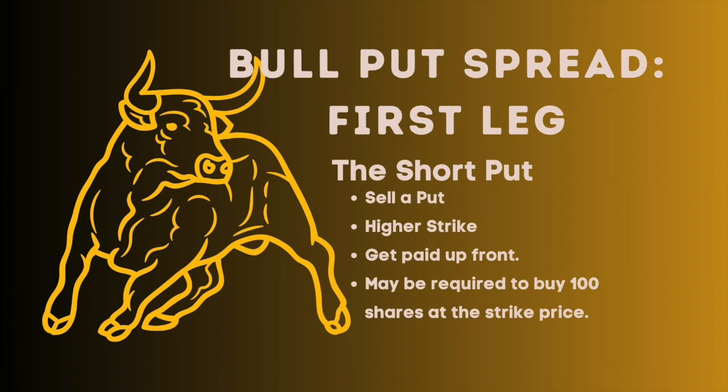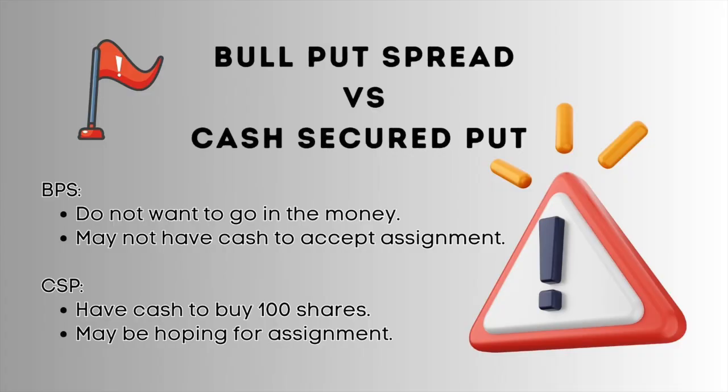If the price of the stock drops, you may be asked to fulfill that obligation and buy the shares, paying for them at the strike price at any time until the expiration date of the contract. Note that in contrast to a bull put spread, when you sell a cash secured put, you may even be hoping you'll be assigned to buy the shares, especially if you're using the put to buy the stock at a discount. But if you set up a bull put spread, your goals for the trade are different.